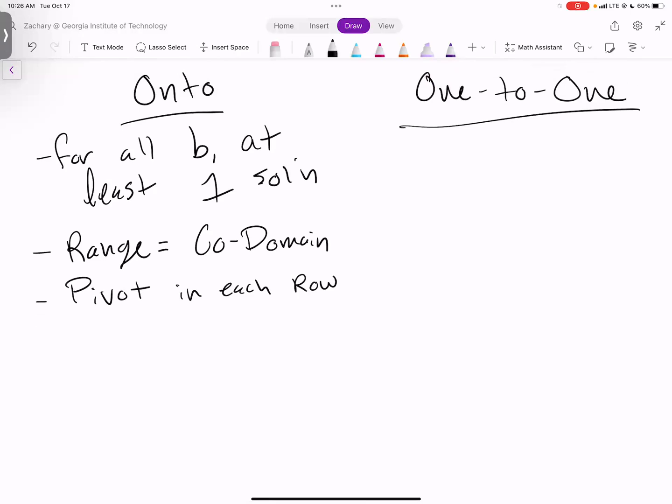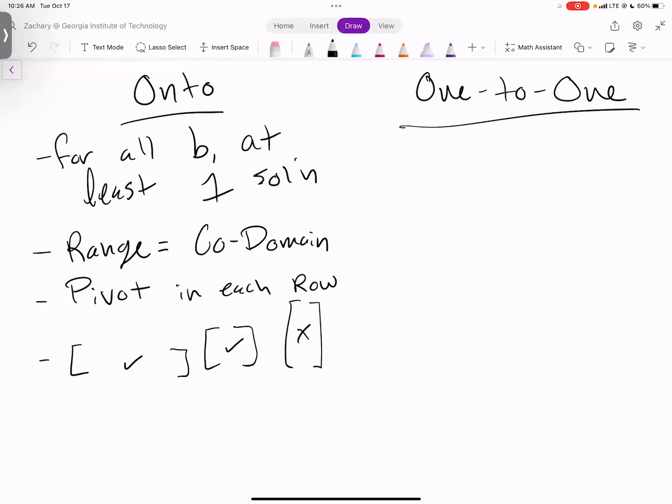To have a pivot in each row, let's consider the three different shapes of matrices. Can something that's wide have a pivot in each row? Sure. Can something square? Sure. Can something tall? No. So just knowing the shape can tell you right off the bat if it can or can't be. You don't know anything else without knowing more context.